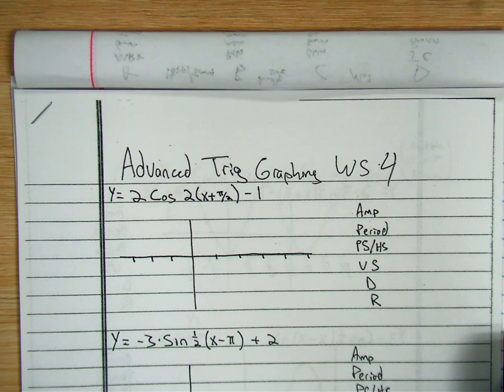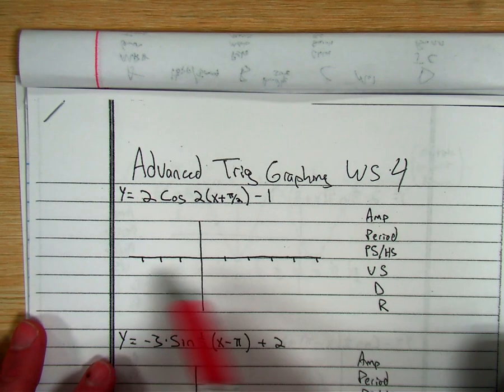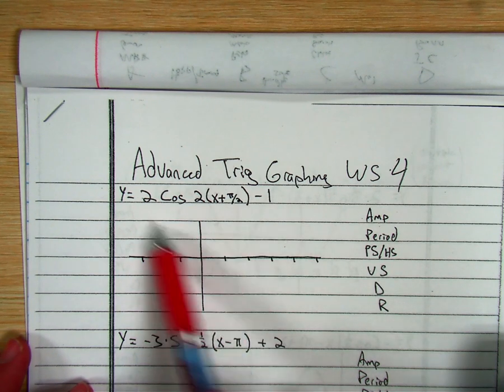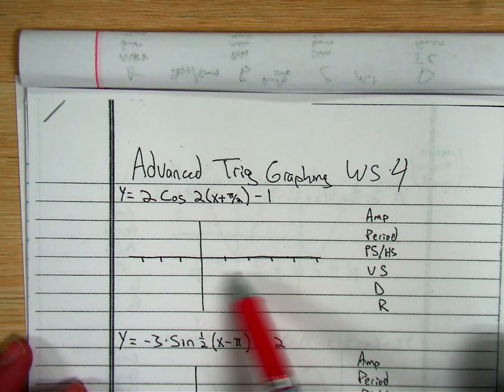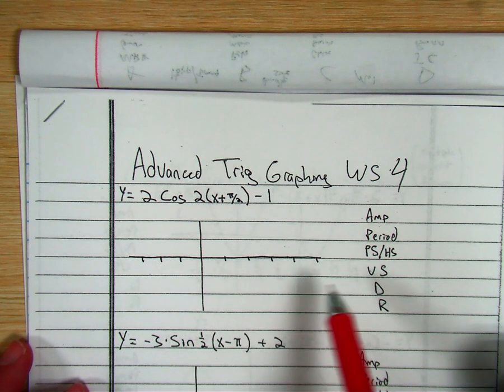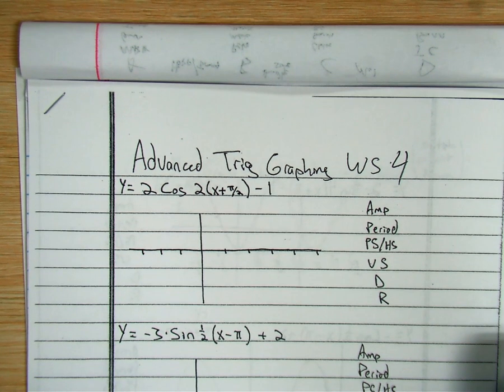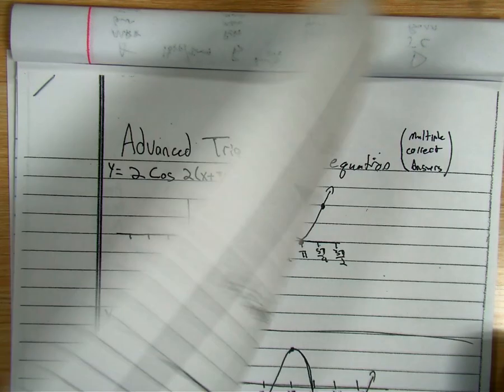Of Algebra 2, here we are with worksheet number 4 on advanced trig graphing. Let's get started. Okay, so we're going to have a type of problem like this on the test where you're going to have the equation, then you're going to have the grid. There's going to be tick marks already on it. You're going to fill all those tick marks with the appropriate labels and fill in the graph.